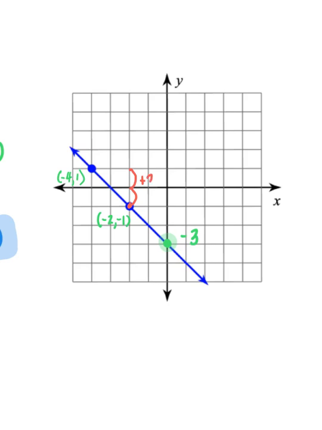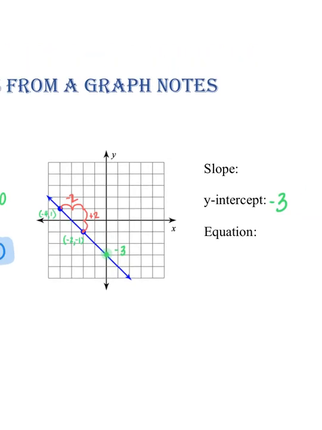So I went up 2, and I'm going to go over 1, 2 to the left, which makes it a -2. So I went up 2 to the left 2, which is negative. So that tells me my slope is up 2 over -2. And I can reduce that. 2 divided by -2 is -1.